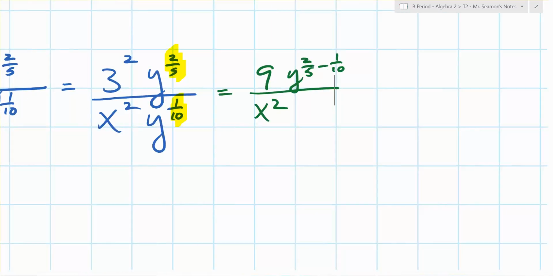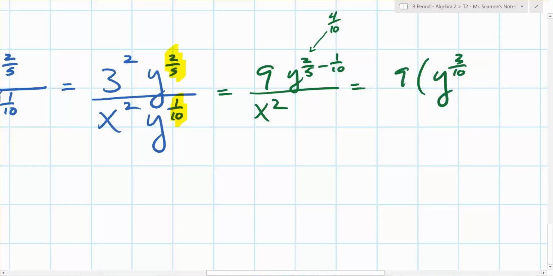No, minus. I'm just doing y to the... I'm doing the subtraction. So to subtract, you need a common what? Denominator. So that is 4/10, correct? Yeah. So what does that turn into? 9 times y to the 3/10 all over what? So you could leave it right like that if you wanted to.